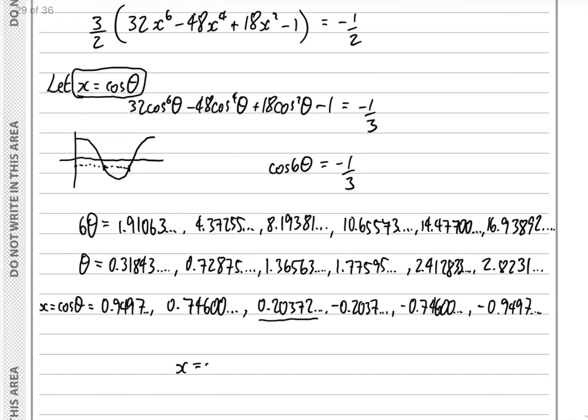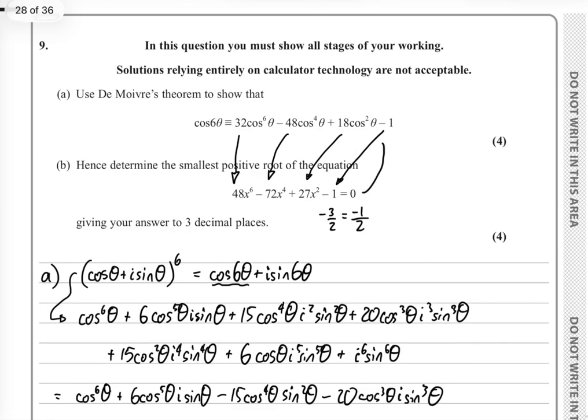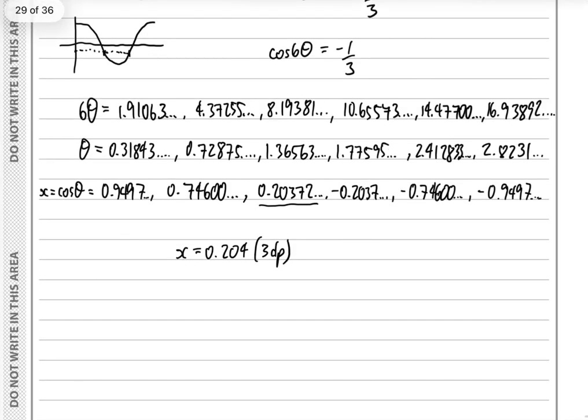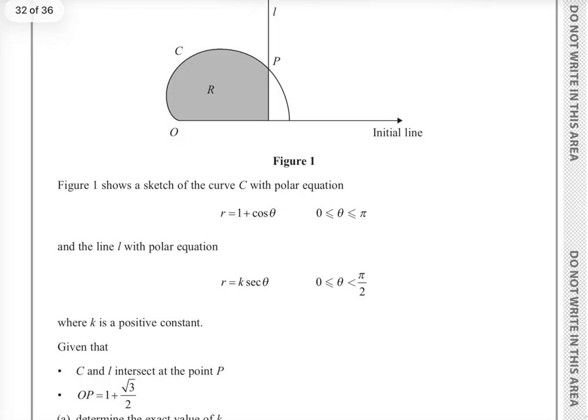So x is equal to 0.204 to 3 decimal places. Was it 3 decimal places? Yes. 0.204. That is the end of question 9, but believe it or not, there is a question 10 in this paper. This was a beast of a paper.